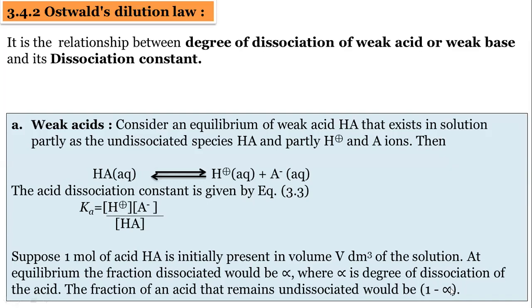Within 2 minutes, we will discuss the Ostwald dilution law again. Yesterday, we completed this law. Also, we revised the acid-base theories: Arrhenius theory, Lowry-Bronsted theory, then Lewis theory. Then what is meant by a conjugate acid-base pair? What is meant by strong acid, strong base? Then we also discussed the Ostwald dilution law for weak acid and weak base.